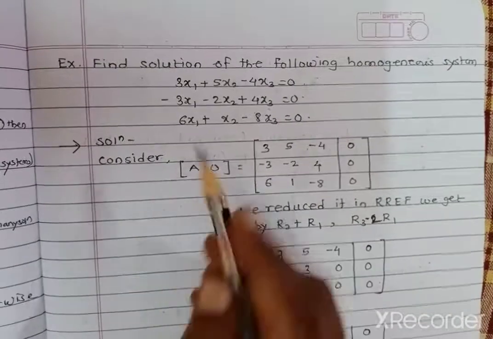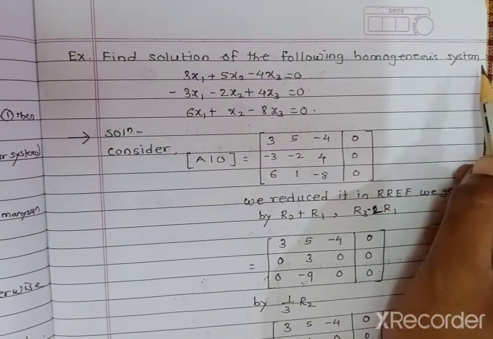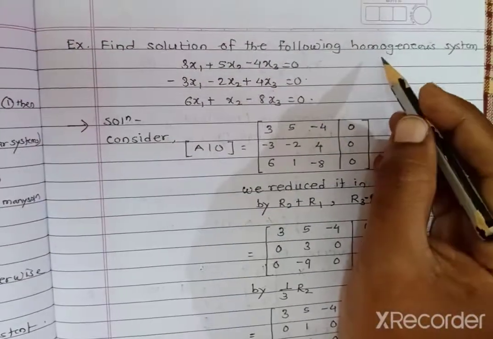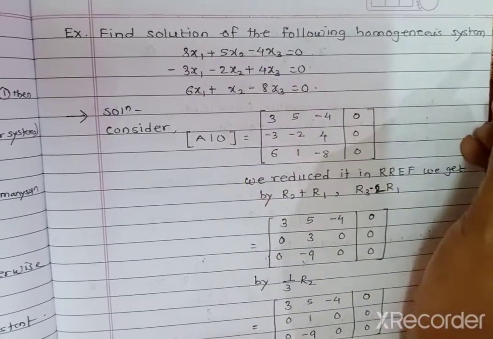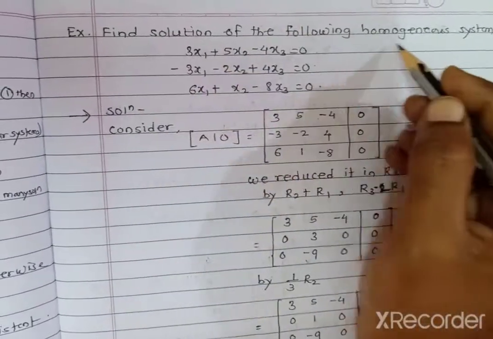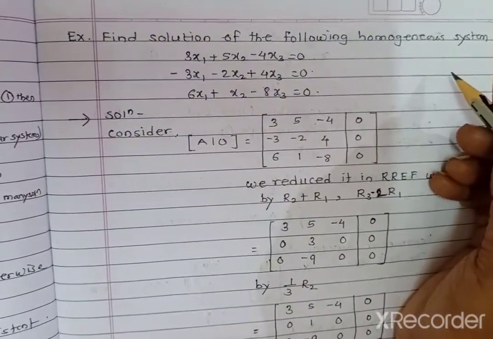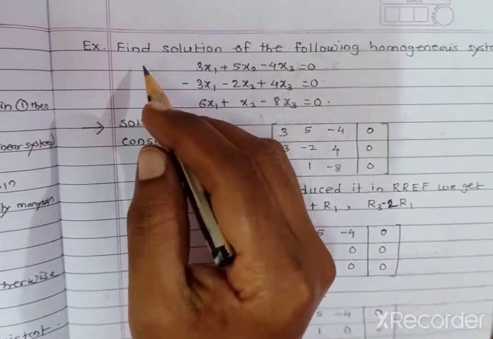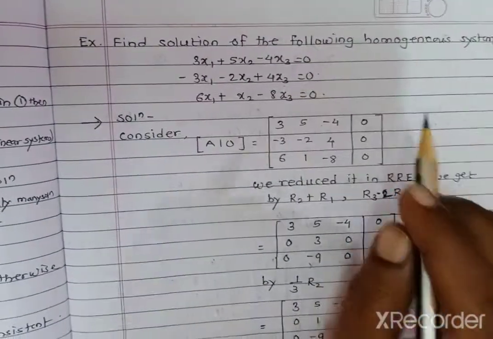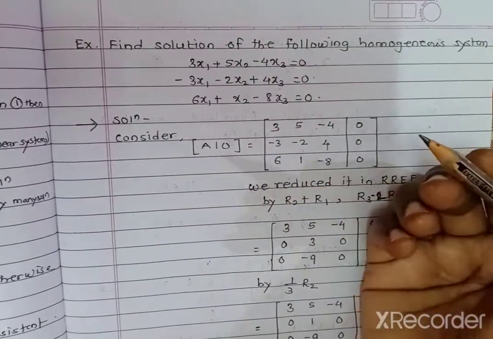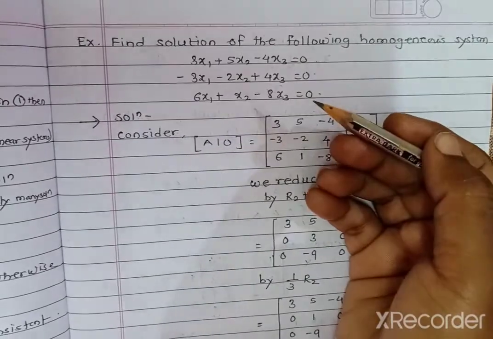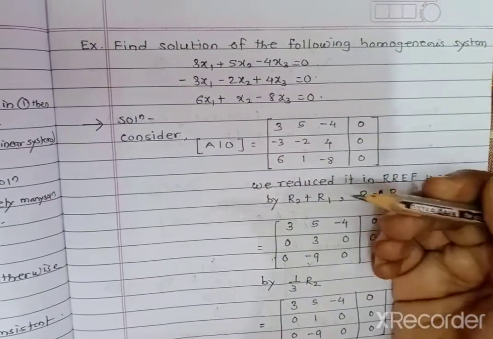Find the solution of the following homogeneous system. Not necessarily in every example or every linear system do we have to indicate that a given system is either homogeneous or non-homogeneous. Sometimes we are only given "find the solution of the following system", so we have to check which type of system is given, and according to this we have to apply the steps.